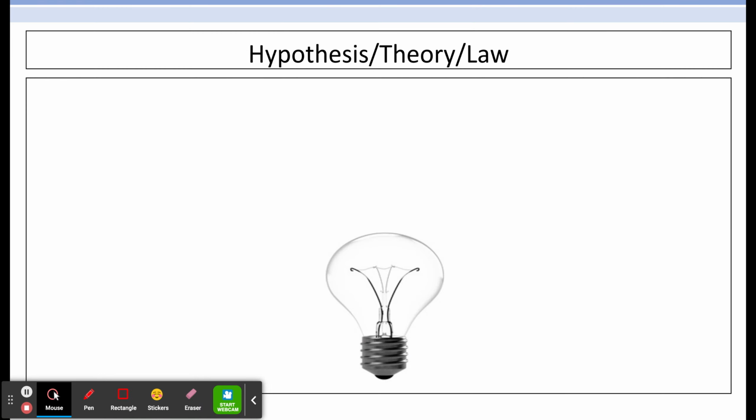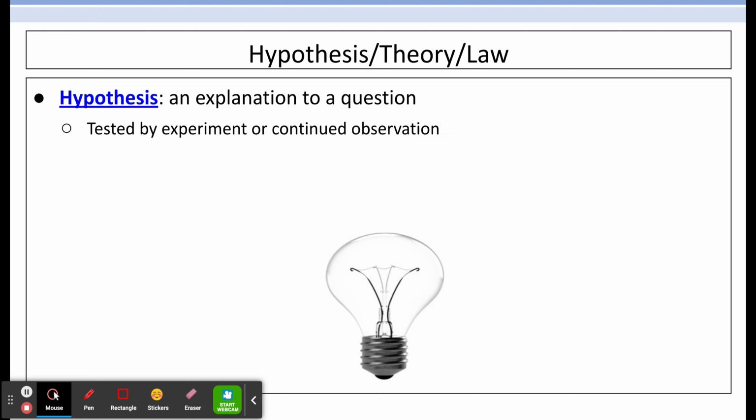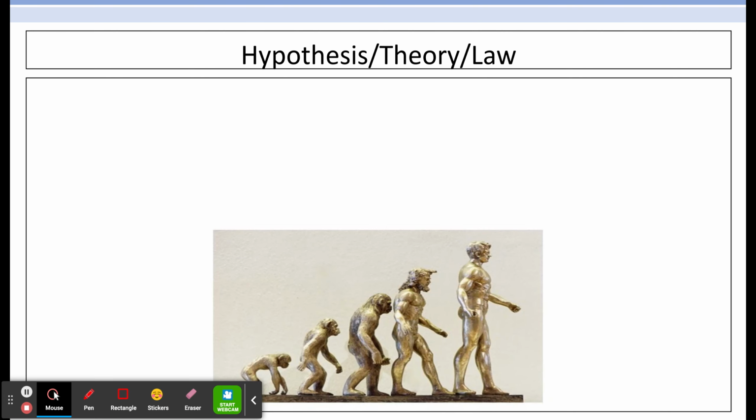So now we're going to talk about the differences between a hypothesis, a theory, and a law. A hypothesis is an explanation to a question that you're asking. This is tested by experiment or continual observation. It can be disproven but cannot be proven true. So again, instead of saying we accept our null hypothesis or we accept our alternative, you say we fail to reject. We don't disprove it yet.